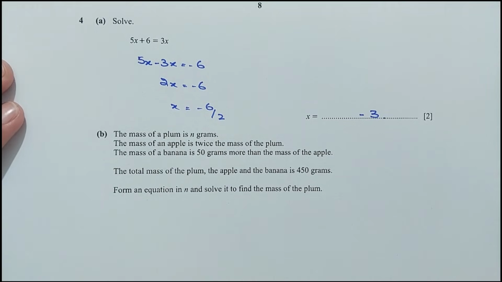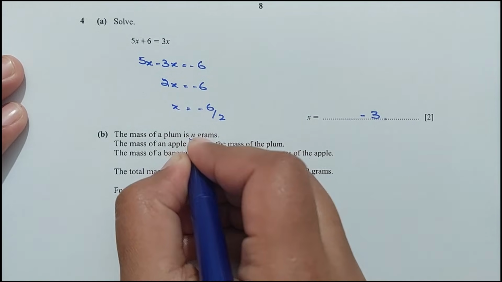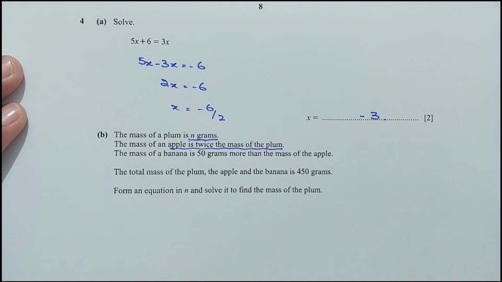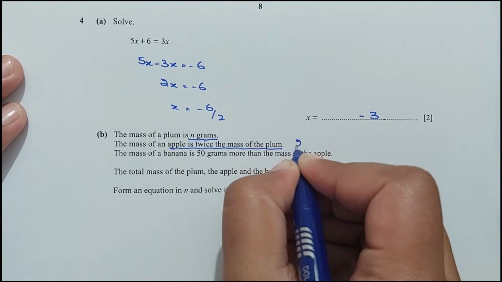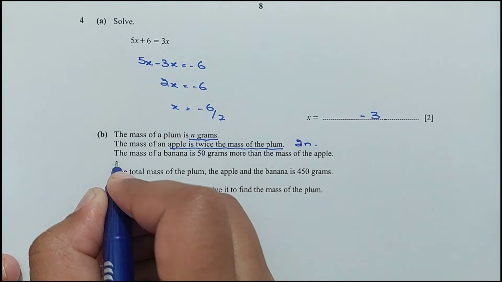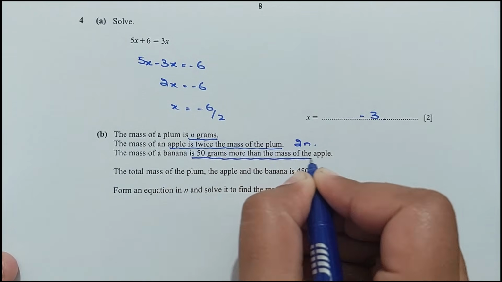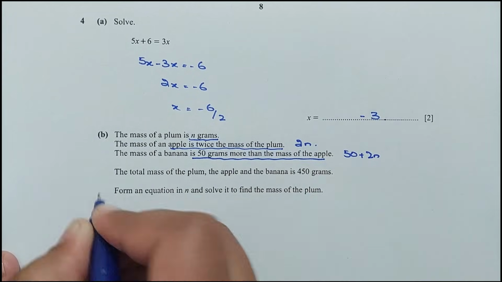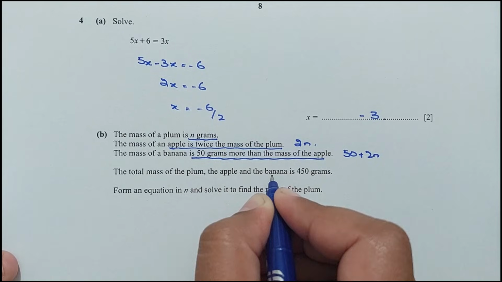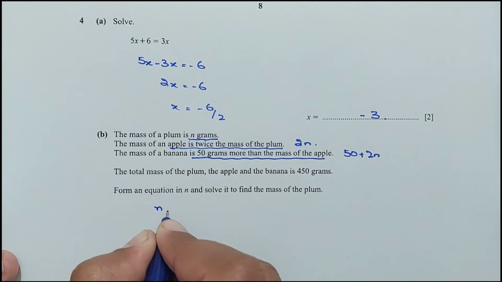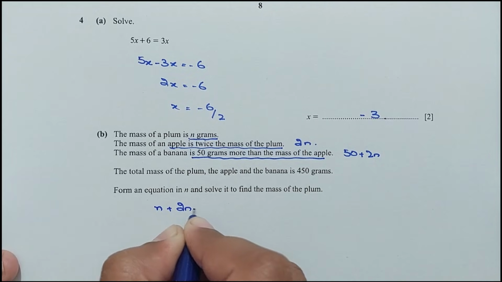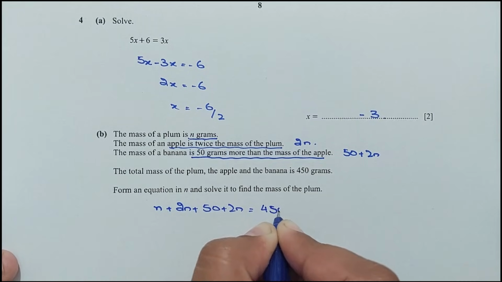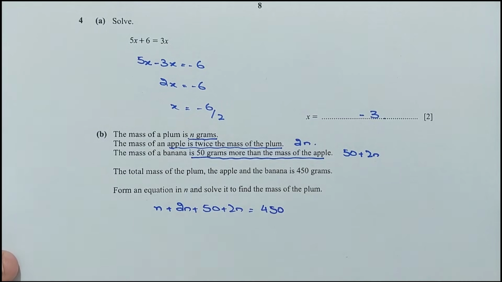this part B, the mass of a plum is n grams. The mass of an apple is twice the mass of a plum. So the mass of an apple is 2 times n. The mass of a banana is 50 grams more than the mass of an apple, right? So 50 grams more than the mass of an apple. The total mass of the plum, the apple and the banana is 450 grams. Form an equation in n and solve it to find the mass of a plum.